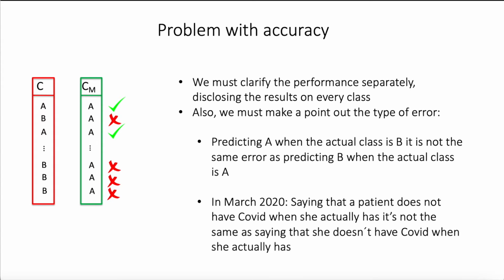Let's say we're in March 2020, for example, and saying that a patient does not have COVID when she actually has it is not the same as predicting that she has COVID when she actually doesn't, right? In the second case, you might tell someone that doesn't have the virus, so this person could start spreading the virus. In the first case, it's a problem, but it's not as bad. You will send home someone for a few days to avoid any potential virus spreading, but it's not as bad as the second case.